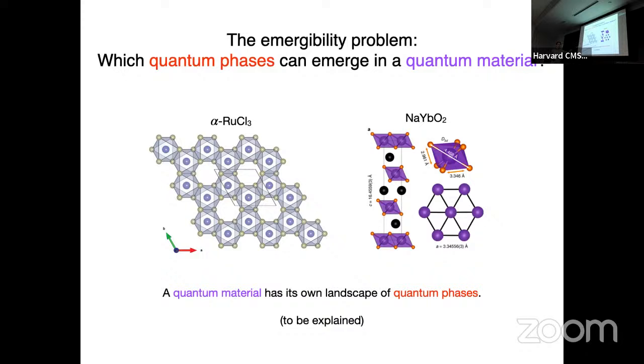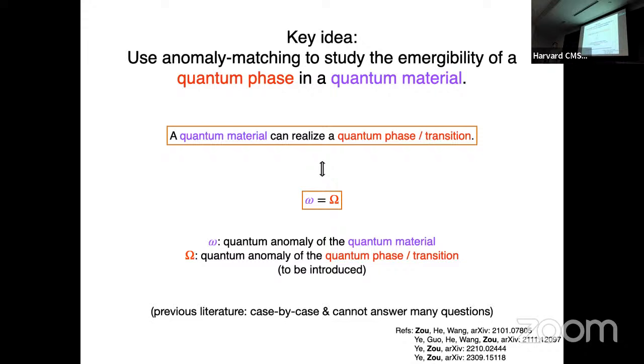Here I have some cartoon pictures of some materials. I want to ask, by applying pressure, strain, or some kind of electromagnetic field, what kind of quantum phases of matter this quantum material can realize. As I will explain later, each particular quantum material will have its own landscape of quantum phases. So just understanding the quantum phases in general is not enough. We still have to go one step further to understand the quantum phases of matter that can emerge in particular quantum materials. Essentially, the key idea to understand this emergibility problem, which I will present later in this talk, is to use anomaly matching to study emergibility.